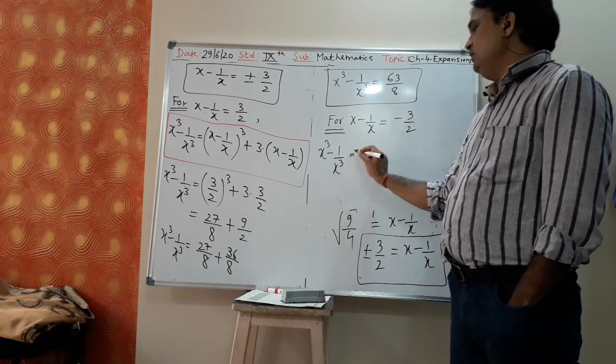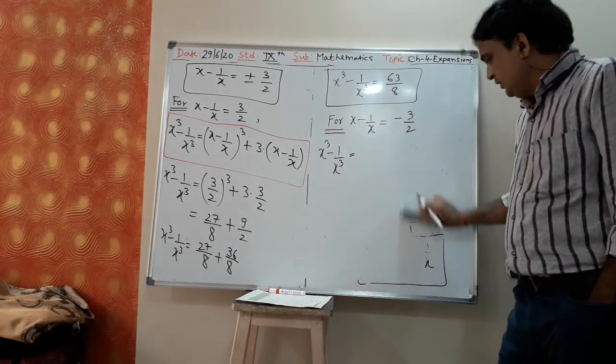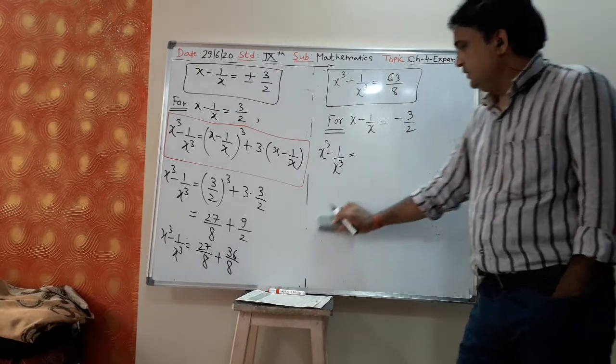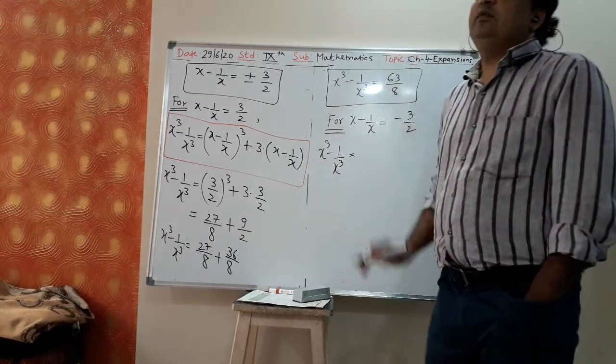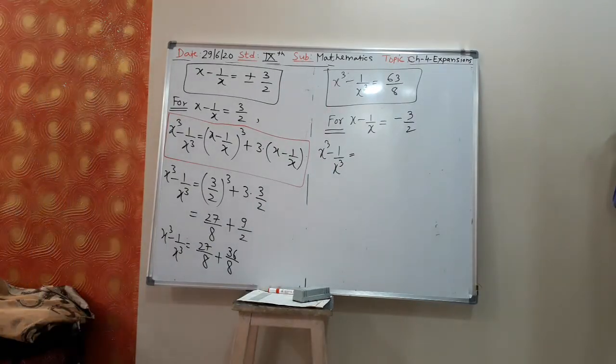Yes, both the values you have to consider. Then marks will be cut. Then one mark will be cut. We want both the answers, no? Because both are the answer, plus minus 3 by 2.